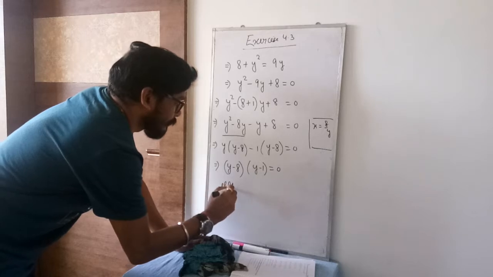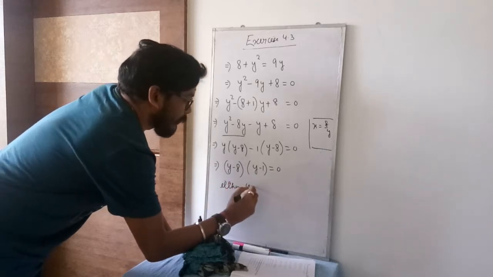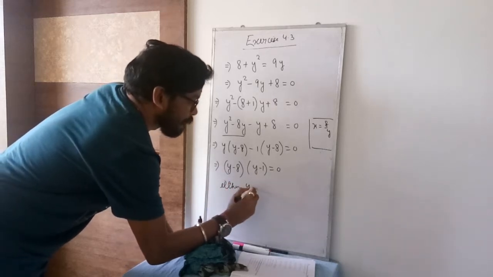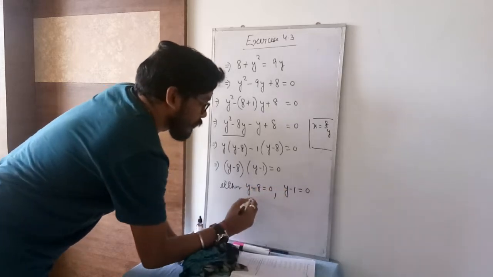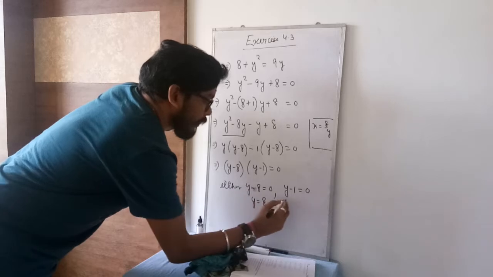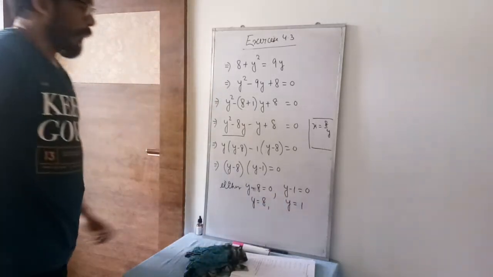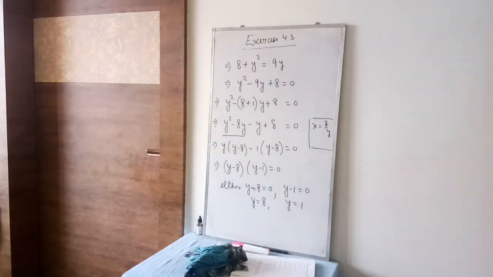So either y minus 8 equal to 0 or y minus 1 equal to 0. So it is y equal to 8, y equal to 1. Okay.